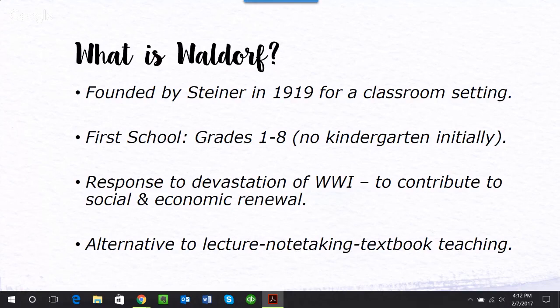One is that Rudolf Steiner started this method in response to the devastation of World War I in Europe, and he wanted to create a method of education that would contribute to the social and economic renewal, particularly of Germany, that had been devastated by the war. And in his mind, it was an alternative. This method is really an alternative to the typical lecture note-taking textbook teaching that was predominant in schools in Europe at the time, almost 100 years ago.